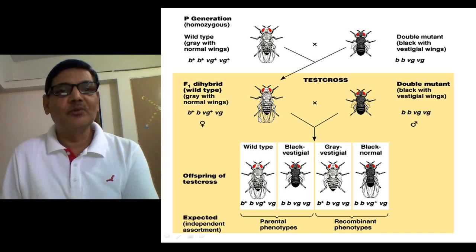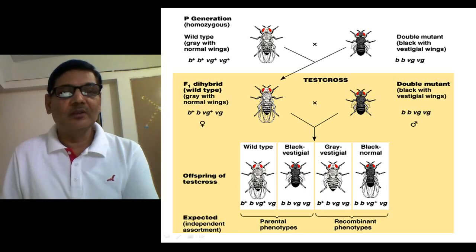So you will have to select F1 females, and these females will be crossed with the mutant males which are having black body color and vestigial wing. This kind of cross will be referred to as a test cross, because we are crossing the F1 flies with the mutant flies. So in the next generation, you will find 4 different kinds of flies.